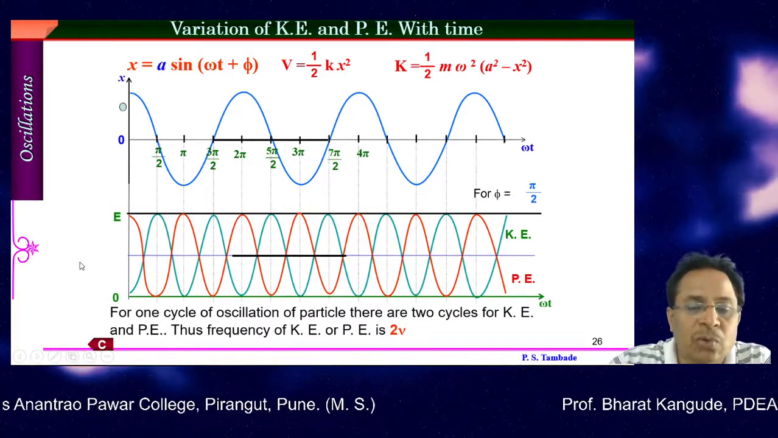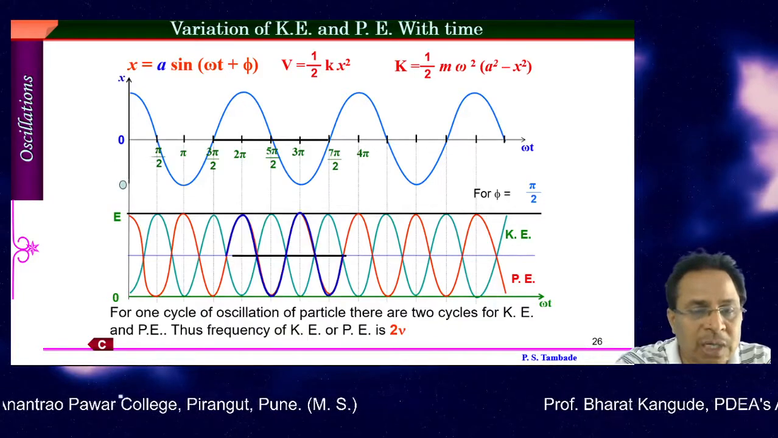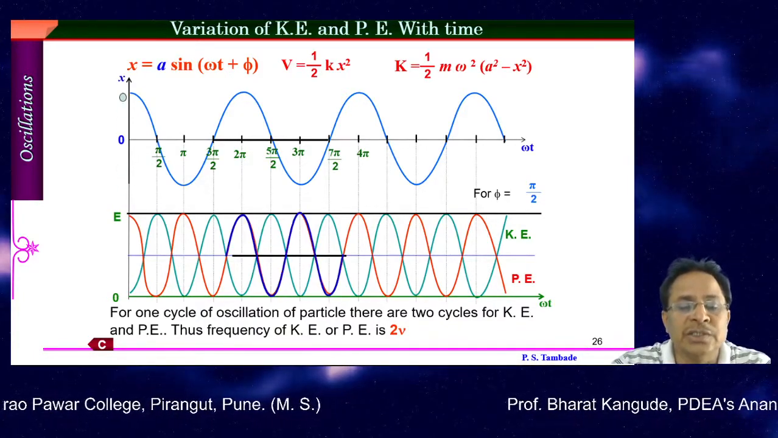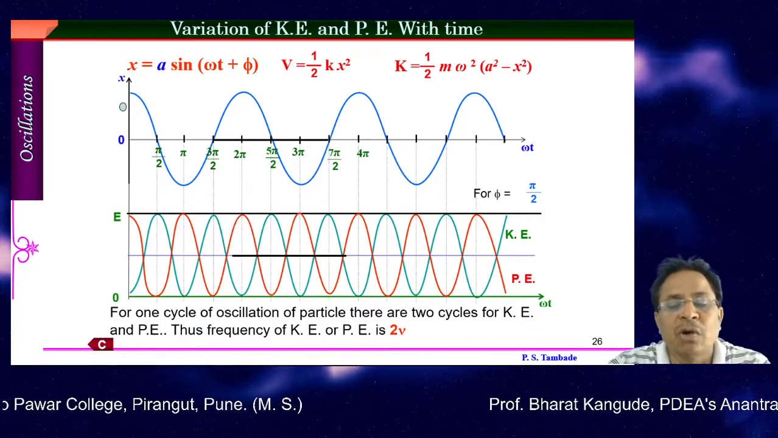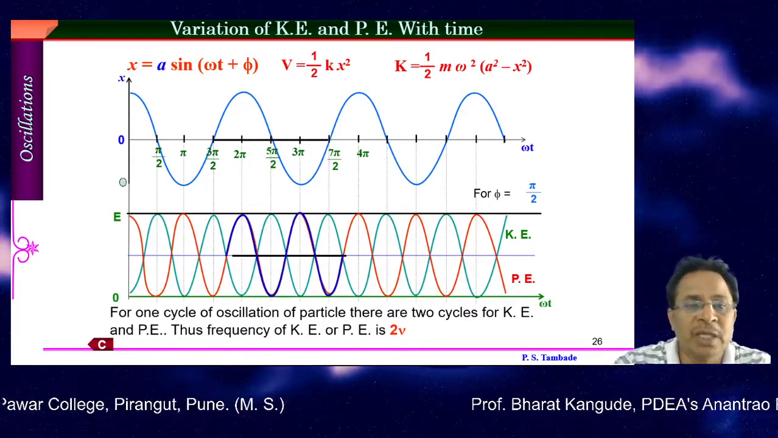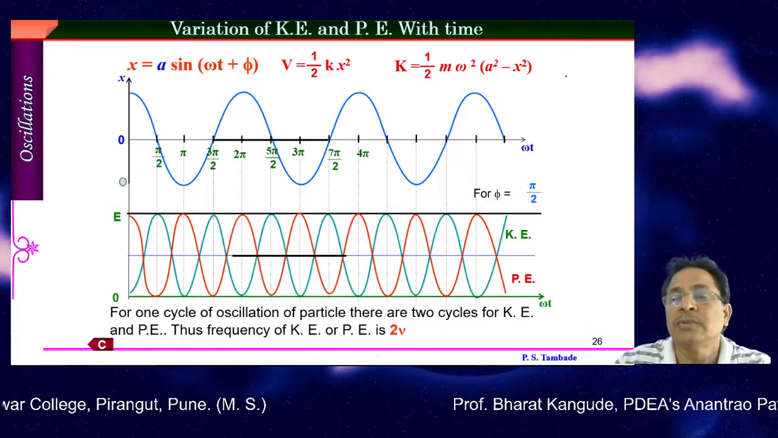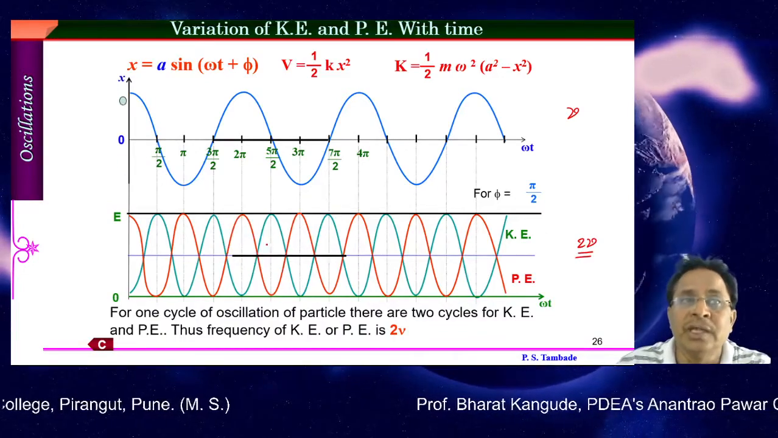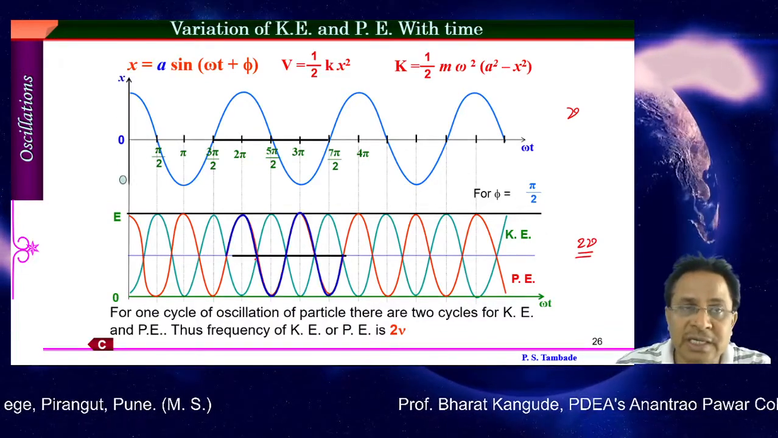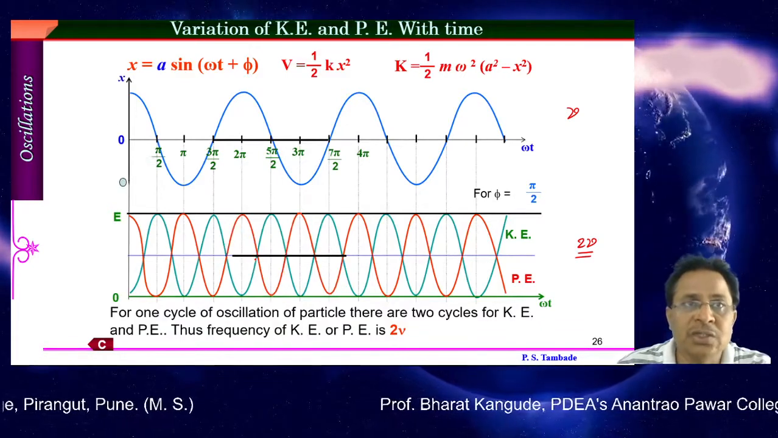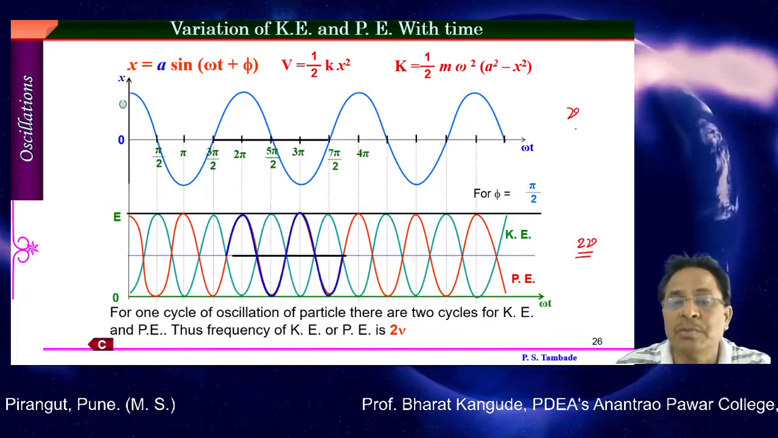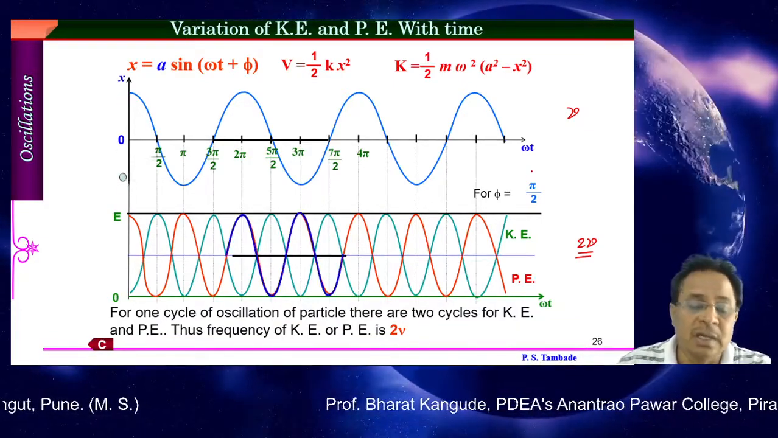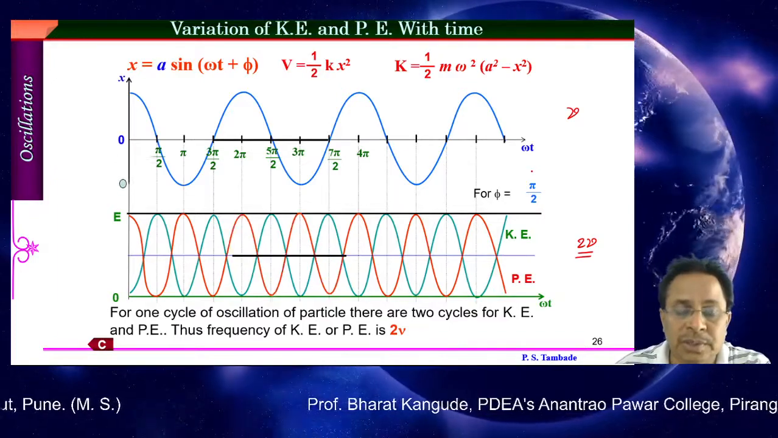For one cycle of oscillation of the particle, this one cycle shown in the above diagram, there are two cycles of kinetic energy and potential energy. Thus the frequency of kinetic or potential energy is twice nu. If nu is the frequency of this oscillation, then twice nu is the frequency of oscillation of energy. Energy also oscillates, whether it's kinetic or potential. Kinetic energy oscillates at twice the frequency of the oscillator, and potential energy also oscillates at twice the frequency of the simple harmonic oscillator.